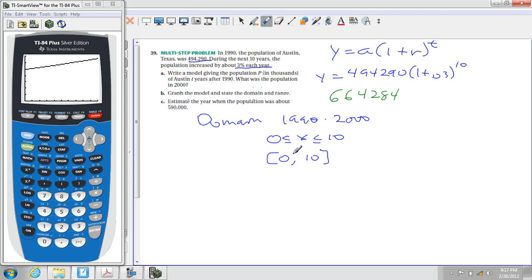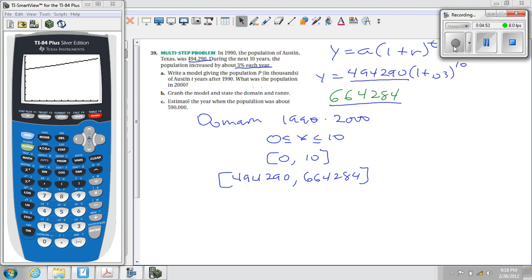And the range, well, the range for this particular graph is starting at 494,290, and it's ending at 664,284. So my range, always start with the lowest one, is bracket 494,290, comma, 664,284, bracket. That is my range.